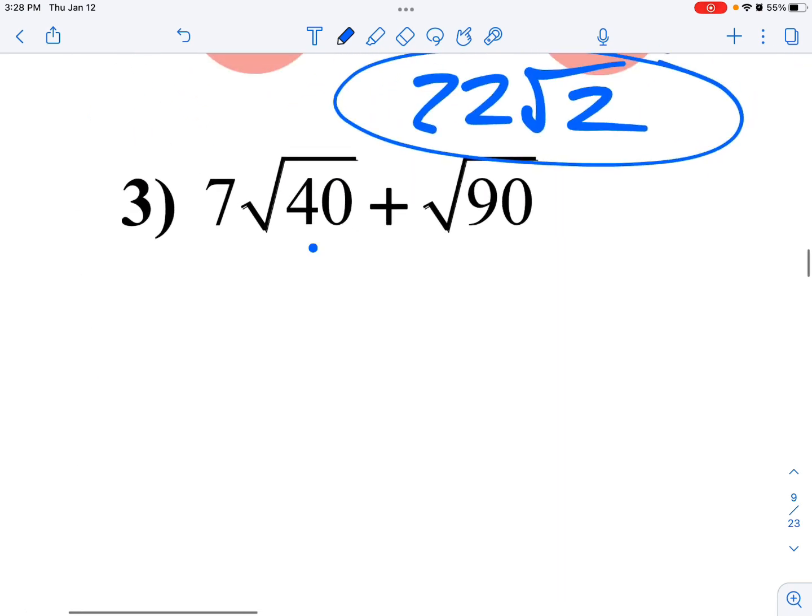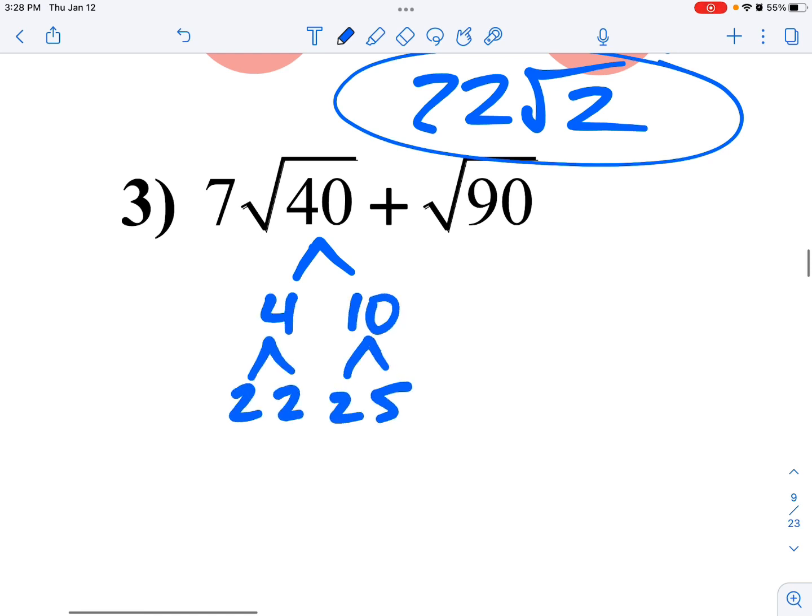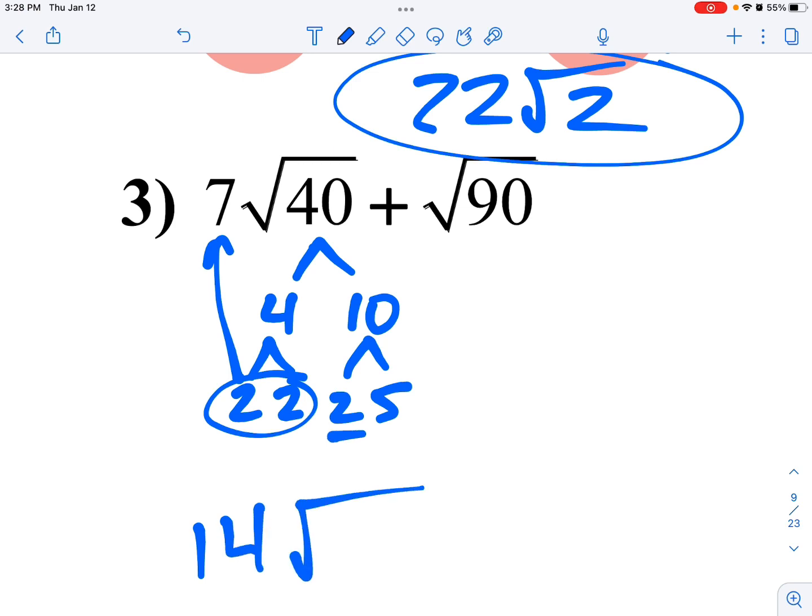Let me try number 3. 40. First thing I think of is 4 and 10. 4 is 2 and 2, and 10 is 2 and 5. Okay, so I found a group of 2. That gets out. 7 times 2 is 14. And these two numbers that didn't get circled, they have to stay in. And yes, they stay multiplied together. 2 times 5 is 10. Keep the plus sign, and now I'm going to break down the 90.